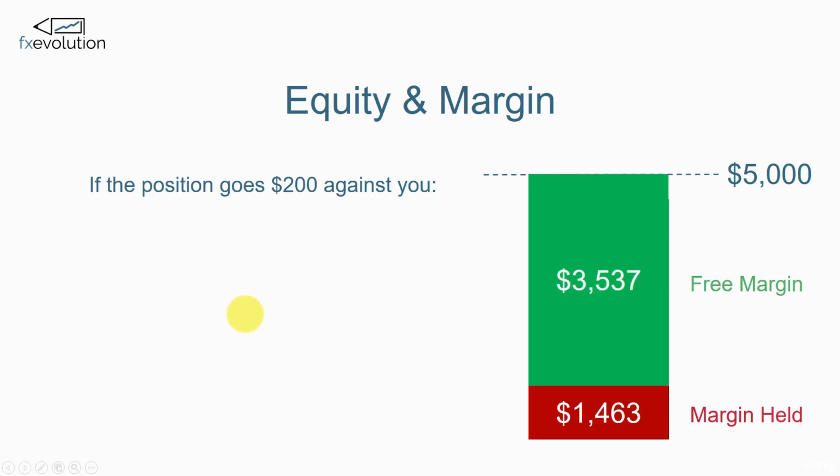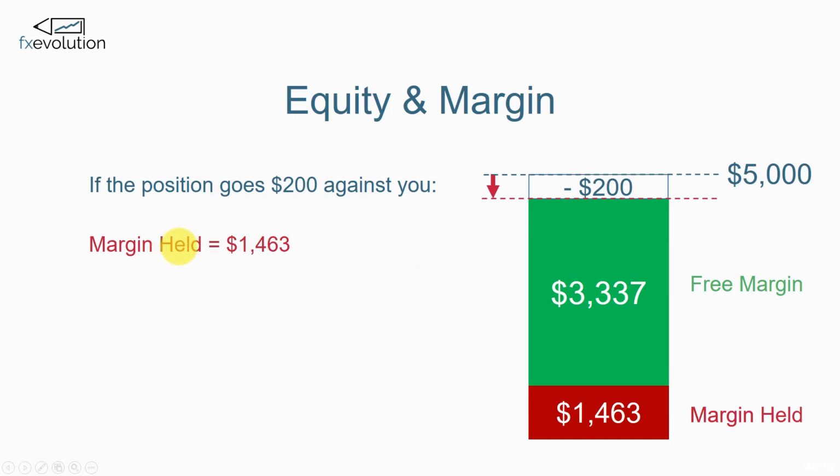So what would happen if the position went against us while we were trading? Let's say $200 in this case. The margin held will still remain the same, and it's important to note that the margin held will not change because we still have the same sized contract open, one lot of Great British Pound US dollar. The free margin, however, will change.